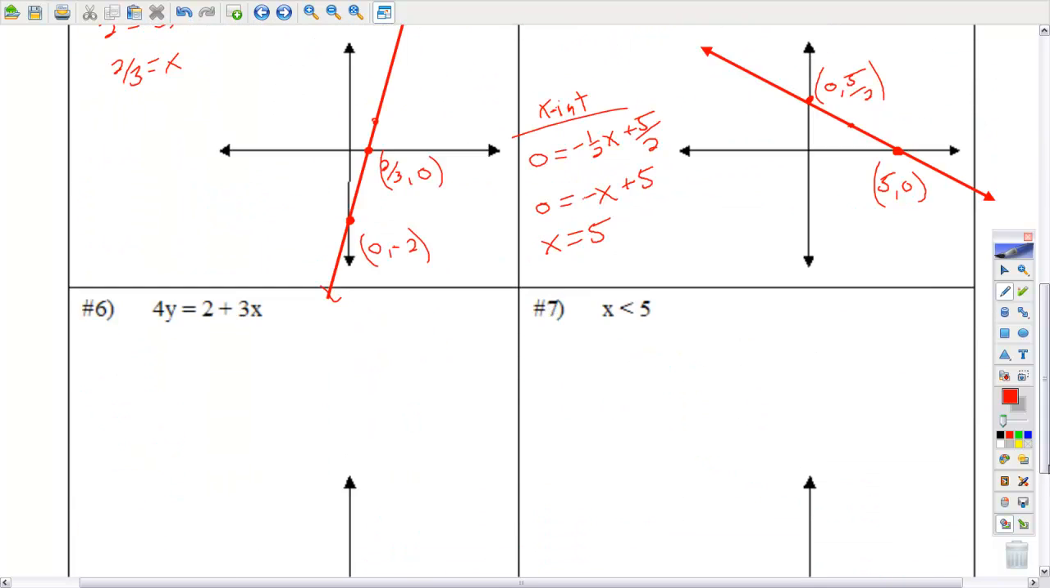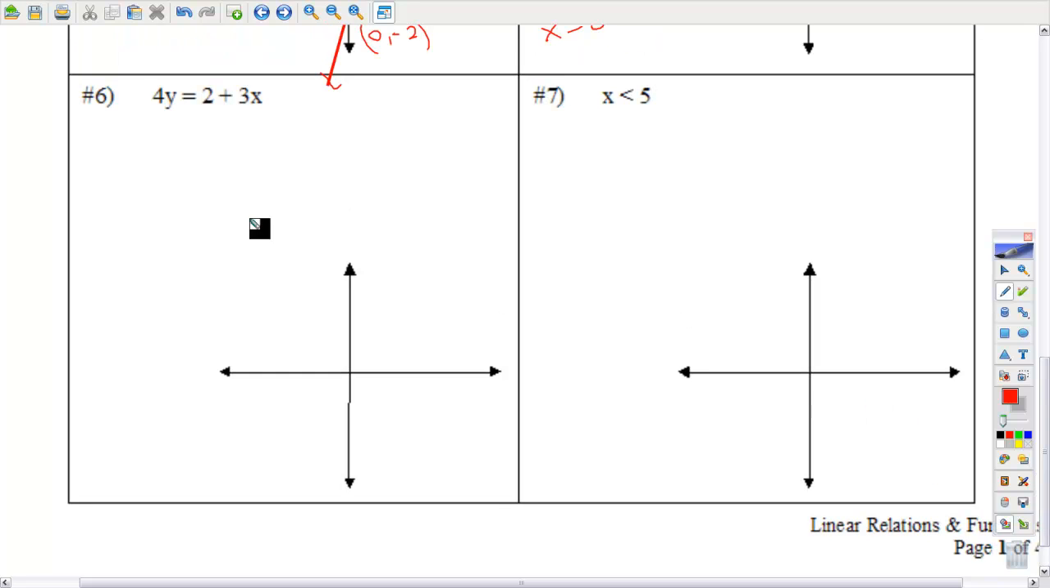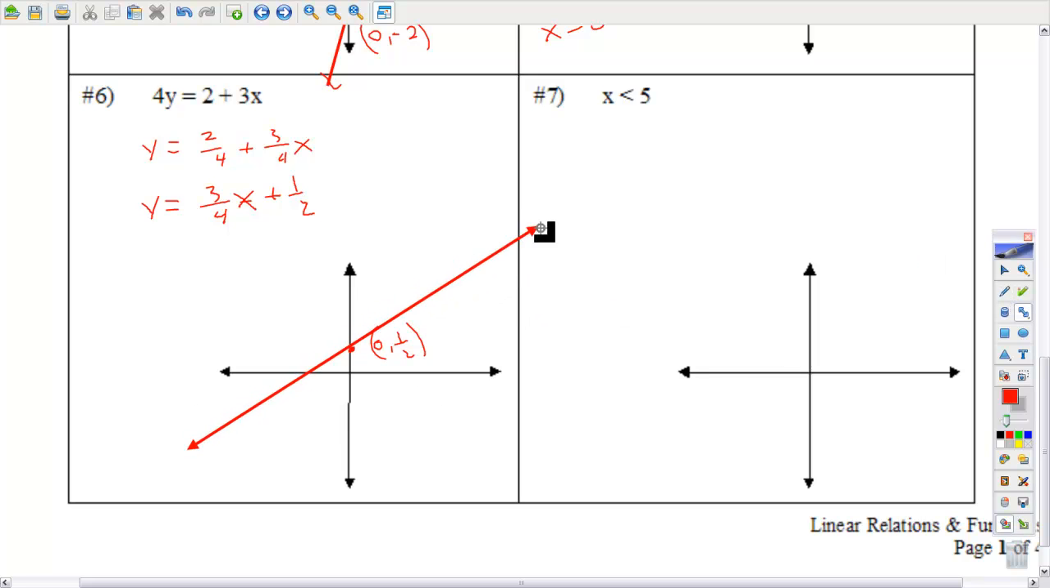Number 6, if I get y by itself, divide each term by 4. Put this in slope-intercept form and reduce my fractions. So the y-intercept is at 1/2. Slope is 3/4. Up 3 and to the right 4. Up 3 and to the right 4. So I have a positive slope. Looks something like this.